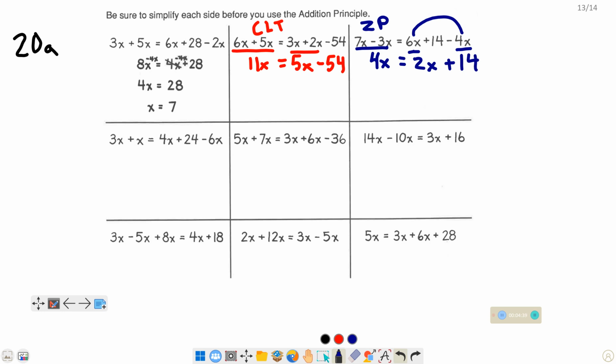Notice, if something doesn't change, I just write it down. Before you do a side-side flip and a regroup, you need to combine like terms or do a zero pair on this back side.